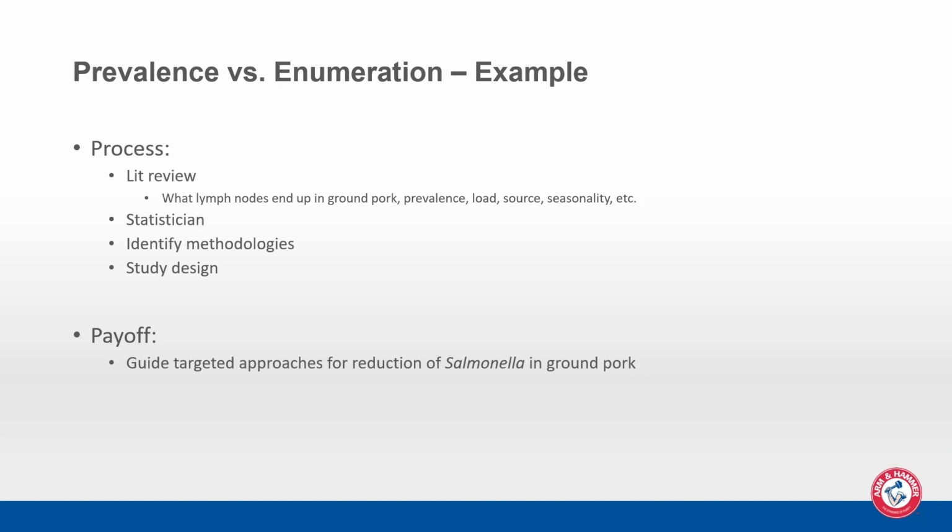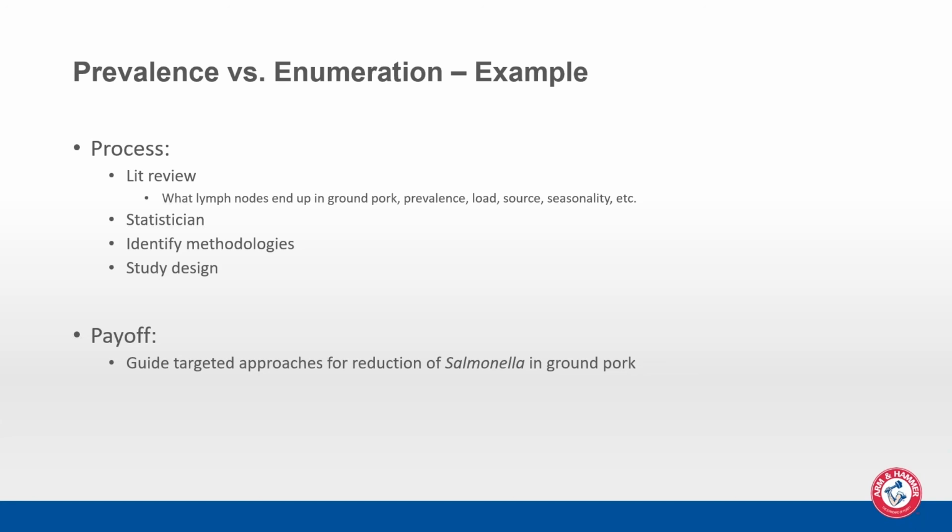So if you look at the prevalence, what's the prevalence going to tell us in this study? What's the benefit of prevalence? Well, it'll tell us the number of lymph nodes that are positive. Is it 3% versus 12%? Is it 1% versus 20%? What's the frequency of those Salmonella-positive lymph nodes going into ground pork?